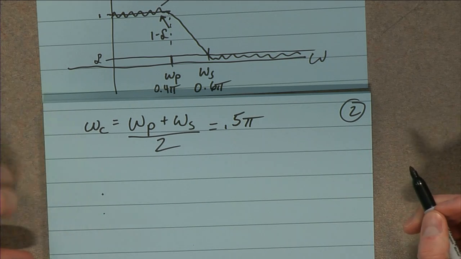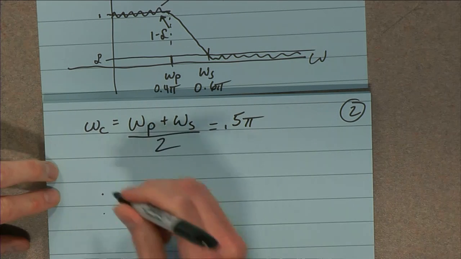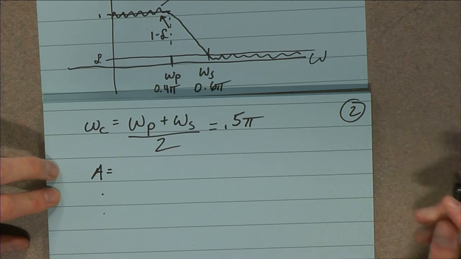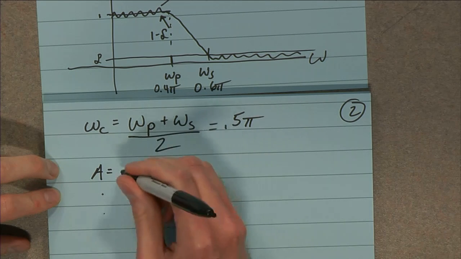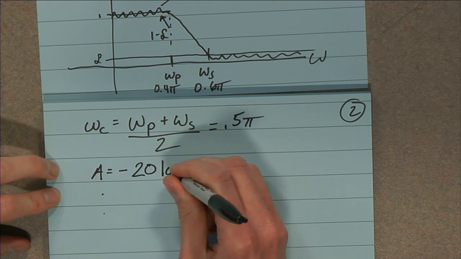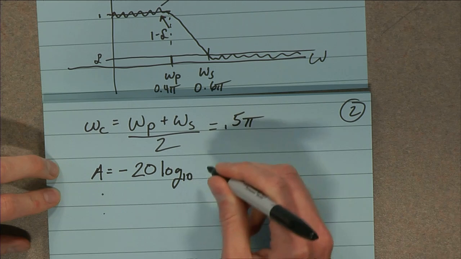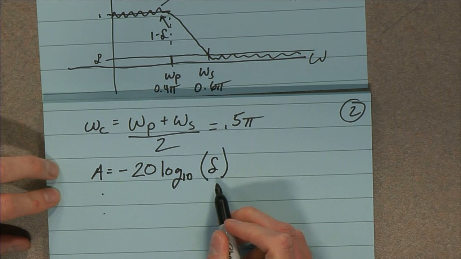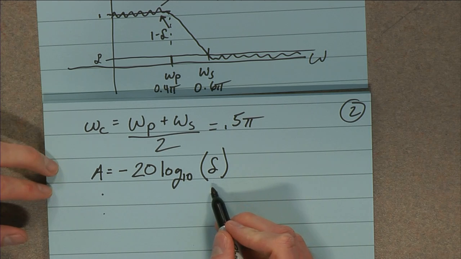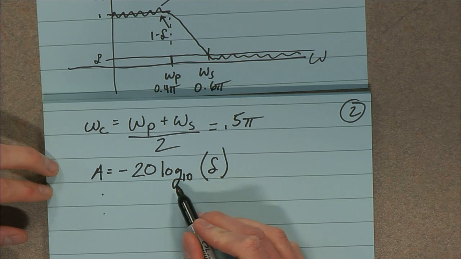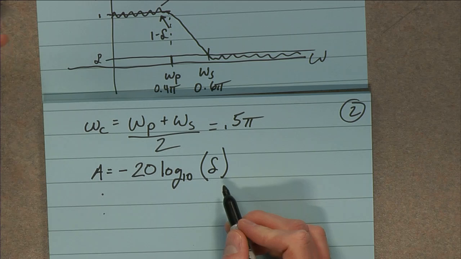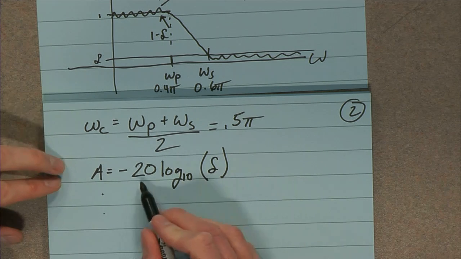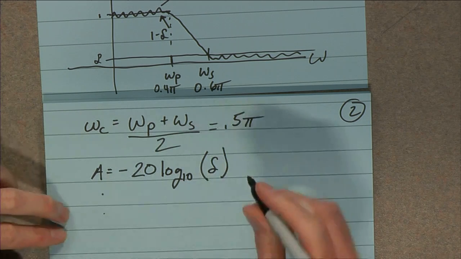So that's under control. Capital A, which stood for attenuation, was calculated as minus 20 log 10 of delta, which is 0.001, or 1 times 10 to the minus 3. Log base 10 of 1 times 10 to the minus 3 is minus 3. Minus 3 times minus 20 gives plus 60.